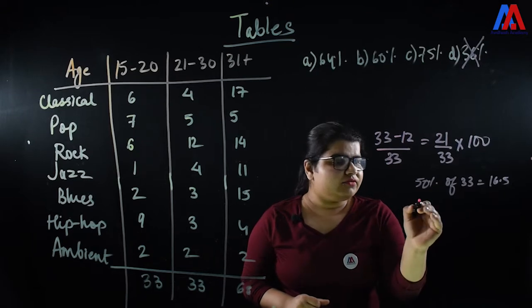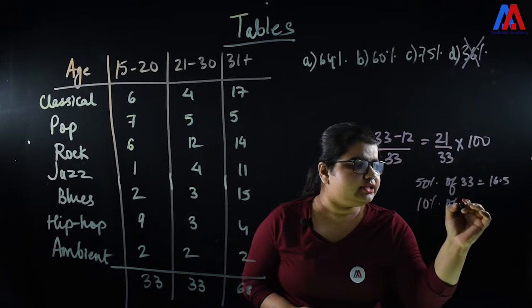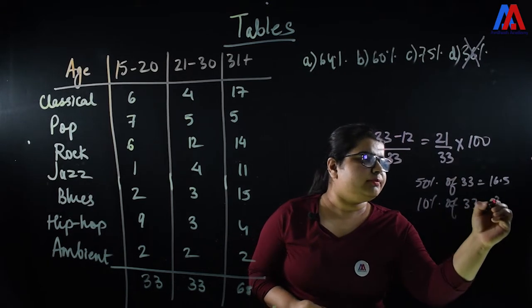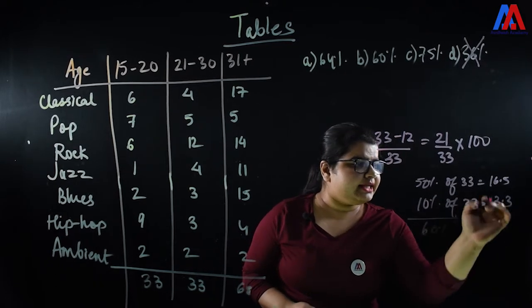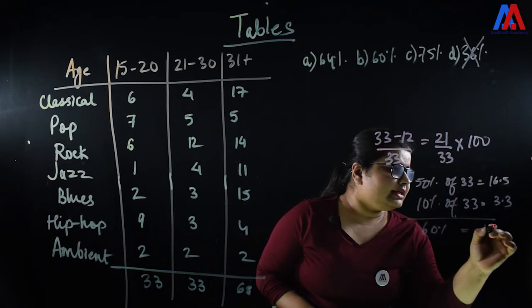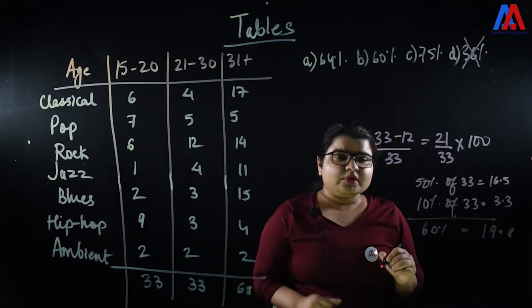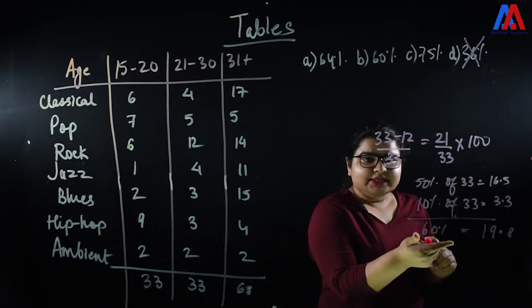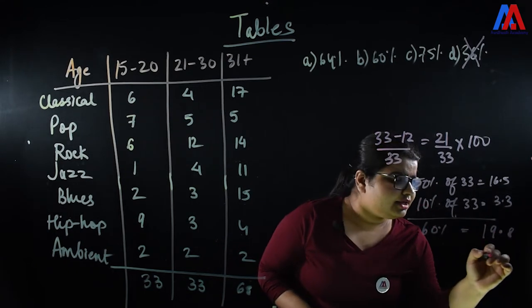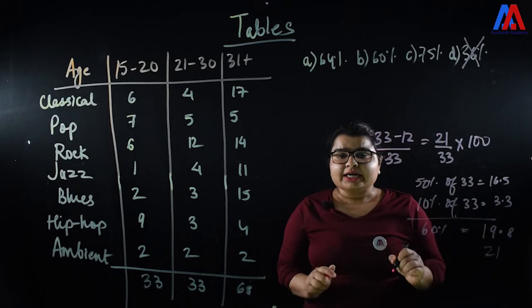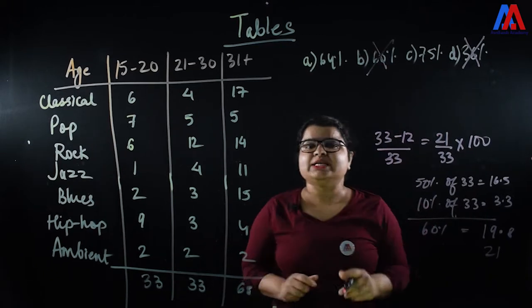Now, next we can find 10% of 33, which would be 3.3. Thus, if you take 60% by adding these two values, you will get 19.8. Now, this 60%, that is 19.8, is a little less than 21. So, our answer cannot be 60 as well.